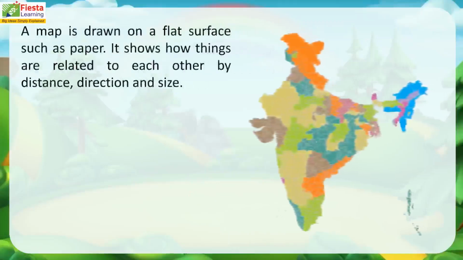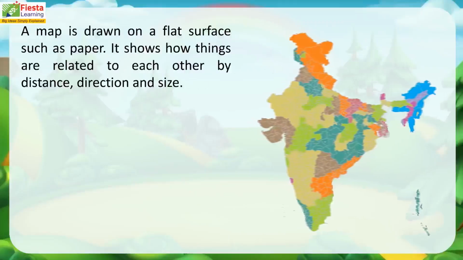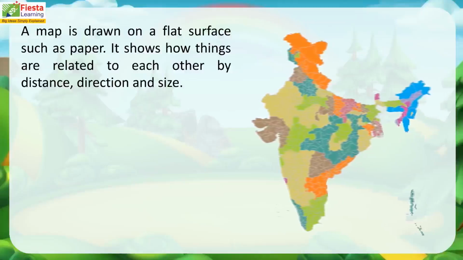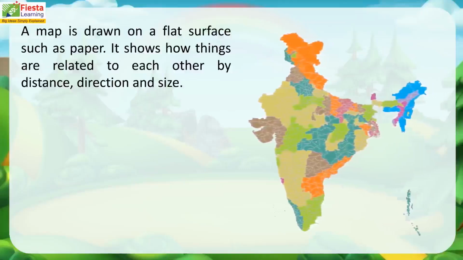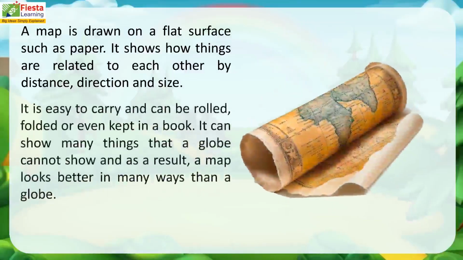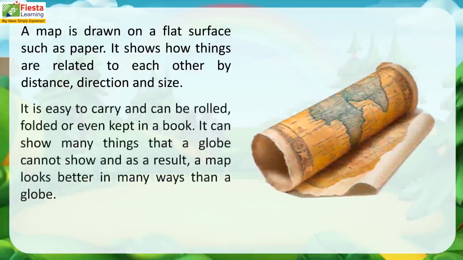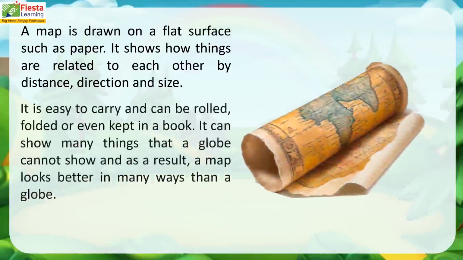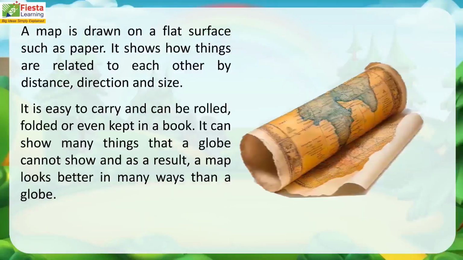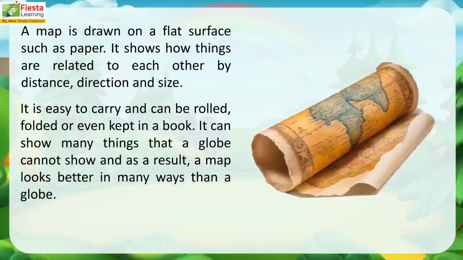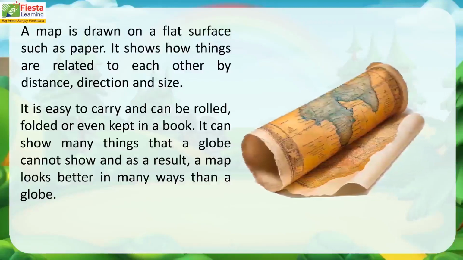A map is drawn on a flat surface such as paper. It shows how things are related to each other by distance, direction, and size. It is easy to carry and can be rolled, folded, or even kept in a book. It can show many things that a globe cannot show, and as a result, a map looks better in many ways than a globe.